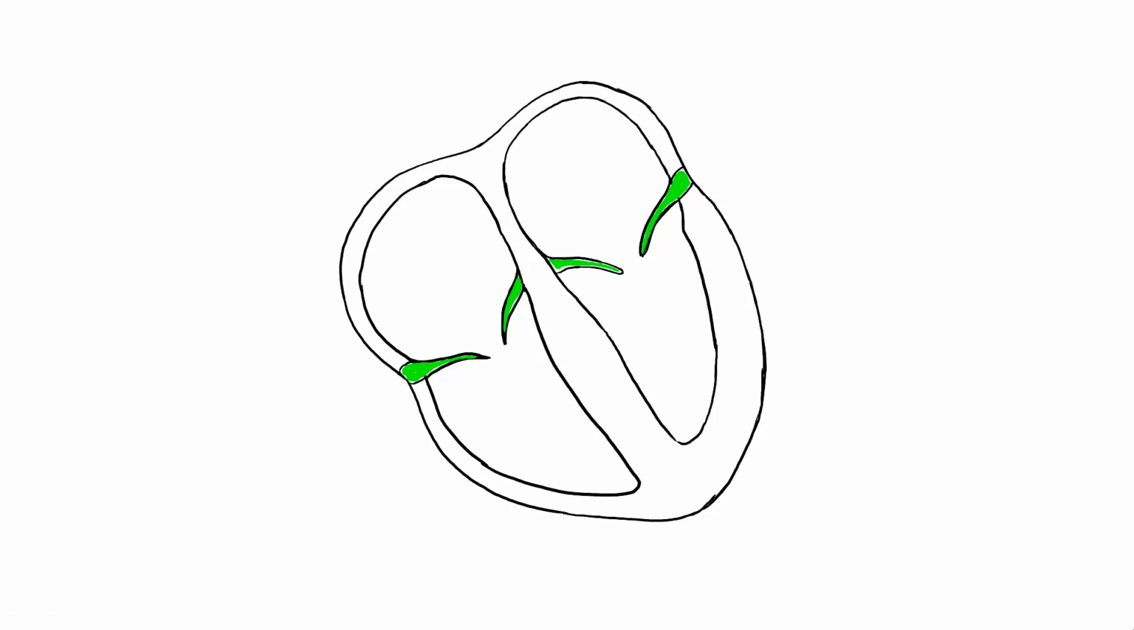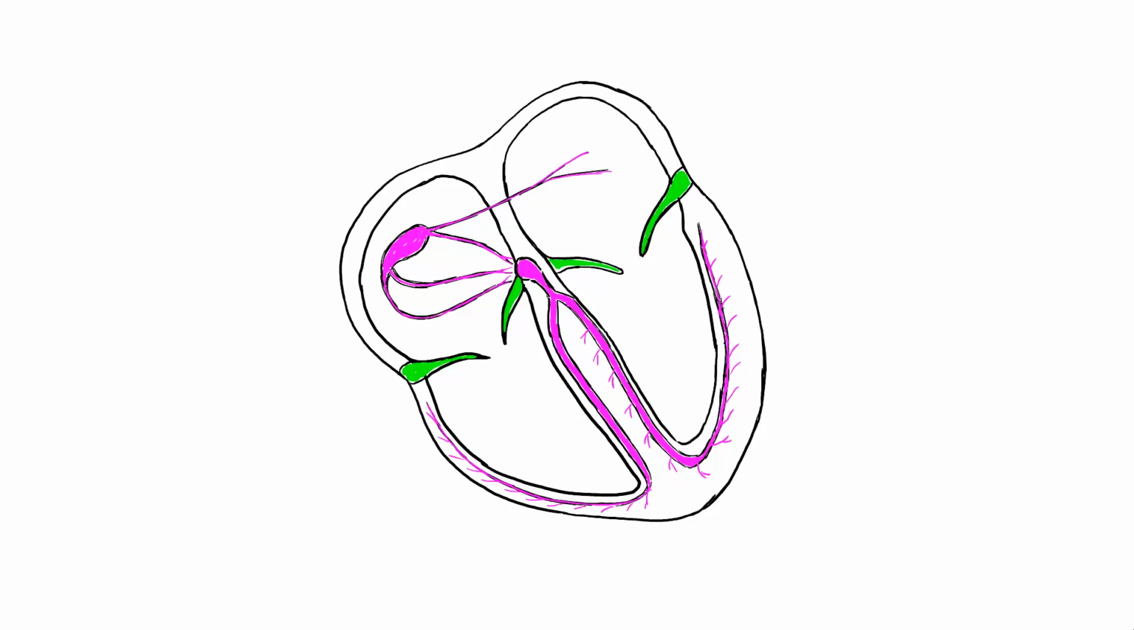Well, it turns out that the heart actually has a system that's very similar to a highway, which allows charges to move really, really fast. And that system is called the electrical conduction system, which I've drawn here in pink. And all it is, is a set of tissues that are highly specialized for conducting charges really, really fast.